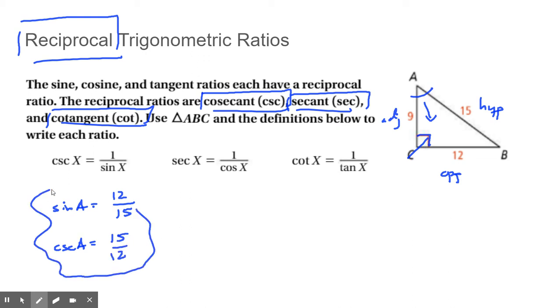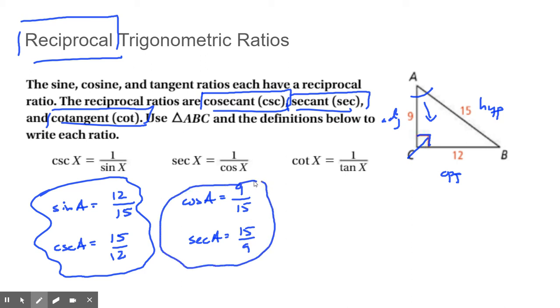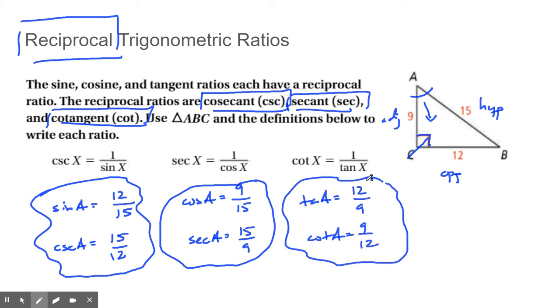So see how they relate. The cosine of A would be adjacent over hypotenuse, 9 over 15. So what would the secant of A be? Well, it would be the reciprocal, 15 over 9. And then the tangent of A would be opposite over adjacent. Well, the cotangent of A is the reciprocal, 9 over 12. So this is, I think, the easiest way: use your first three to get whatever ratio it is, and then just take the reciprocal.